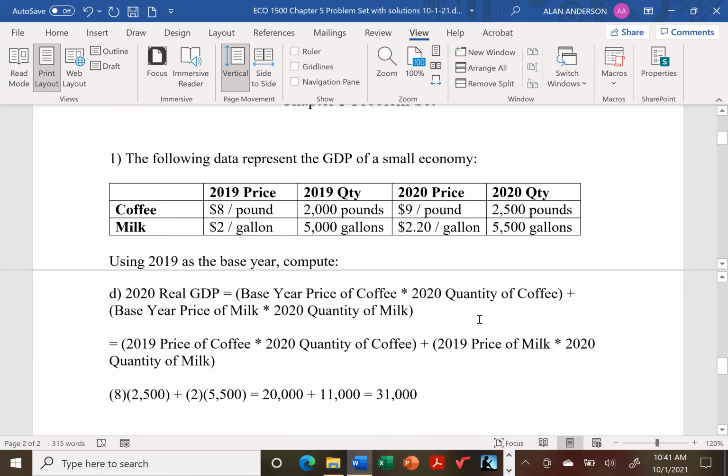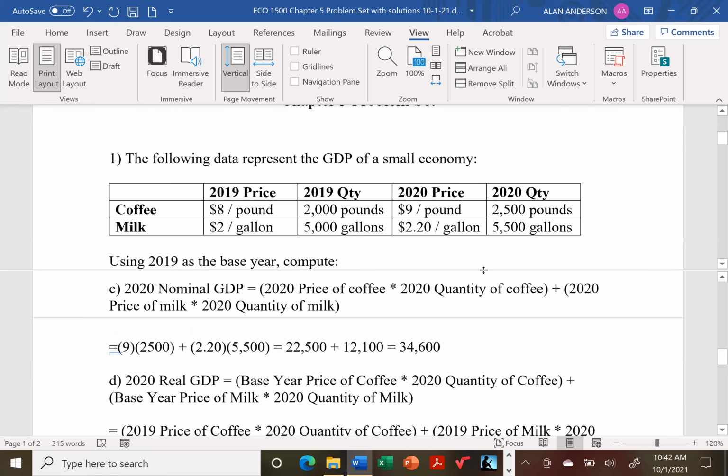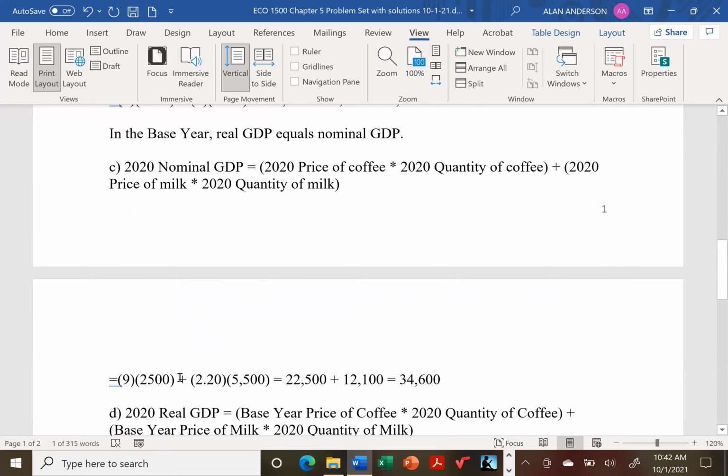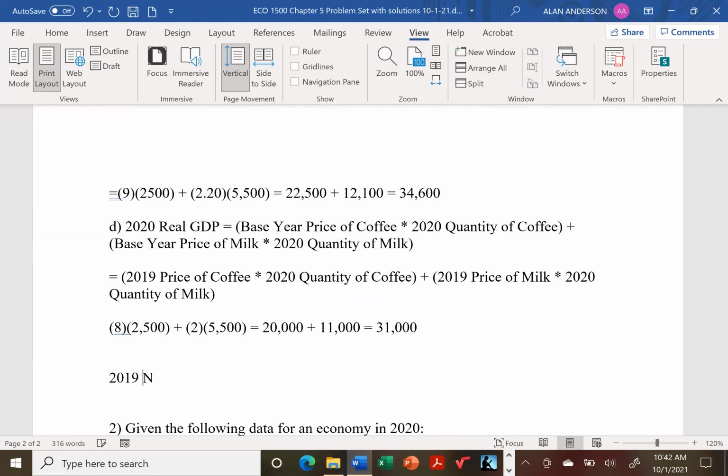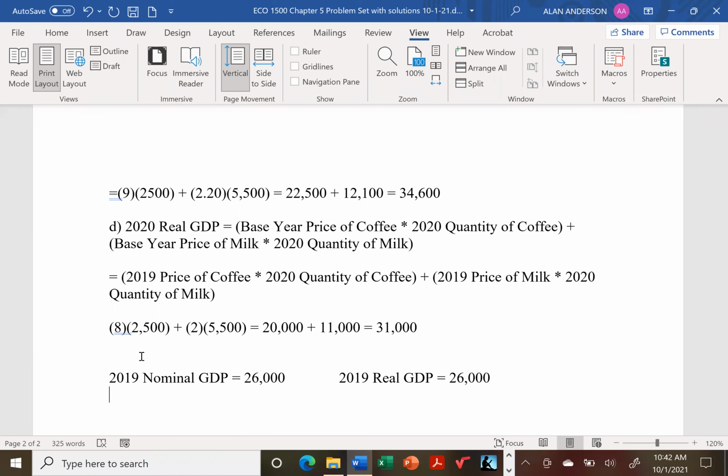Now, what we want to read into this is that, in fact, you know what we could do? We could summarize these very quickly and easily. Okay, and then we have 2020 nominal GDP is 31,000, and 2020 real GDP is 31,000. So you can see that, oh, no, it's not. What did I do? Sorry, this one is 34,600.